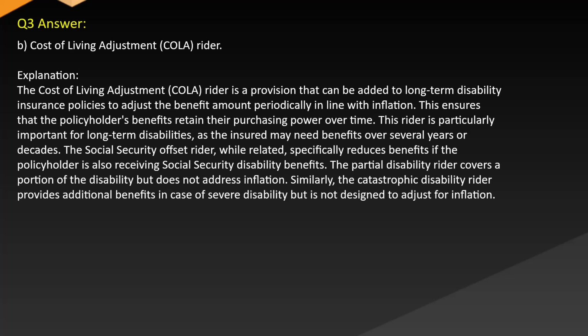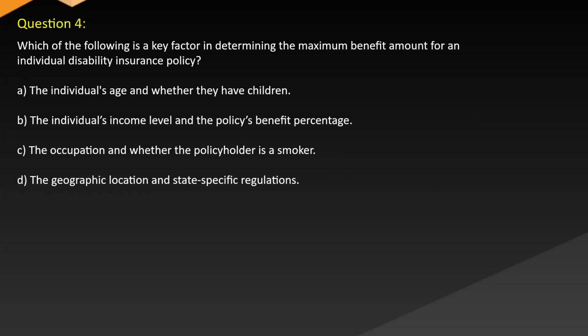The Social Security offset rider, while related, specifically reduces benefits if the policyholder is also receiving Social Security disability benefits. The partial disability rider covers a portion of the disability but does not address inflation. Similarly, the catastrophic disability rider provides additional benefits in case of severe disability but is not designed to adjust for inflation.